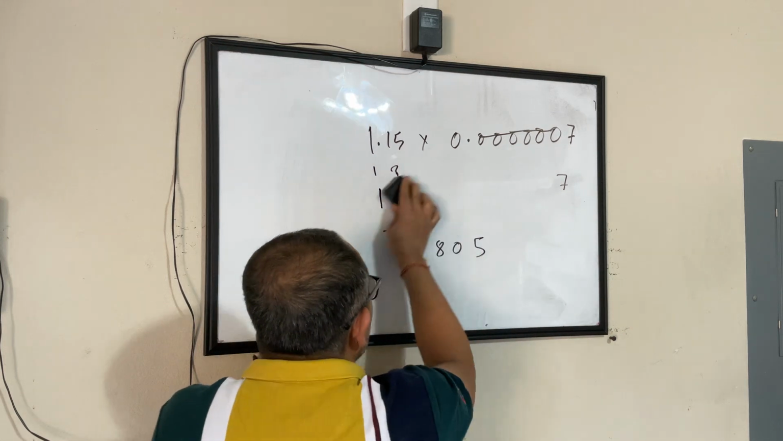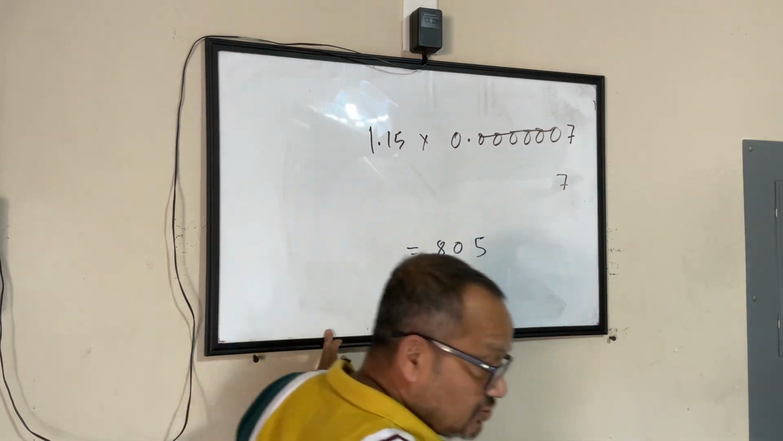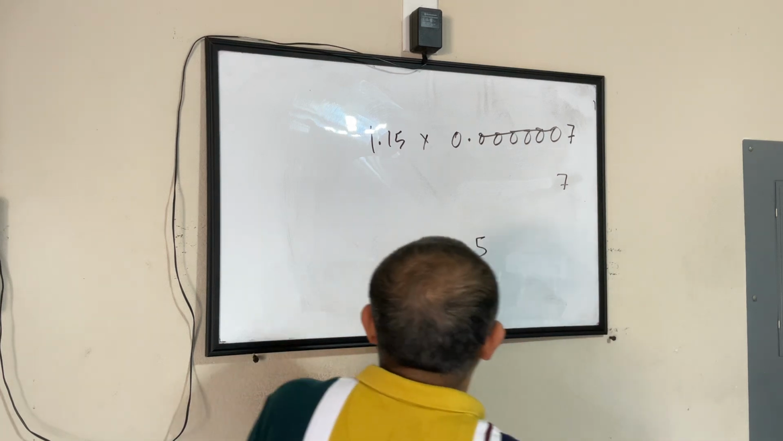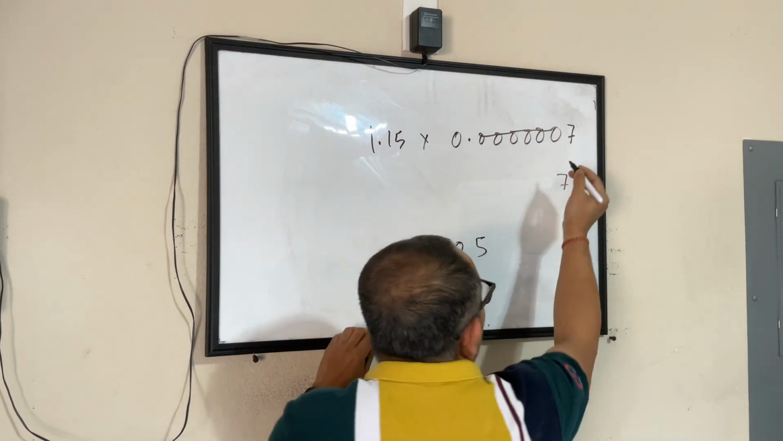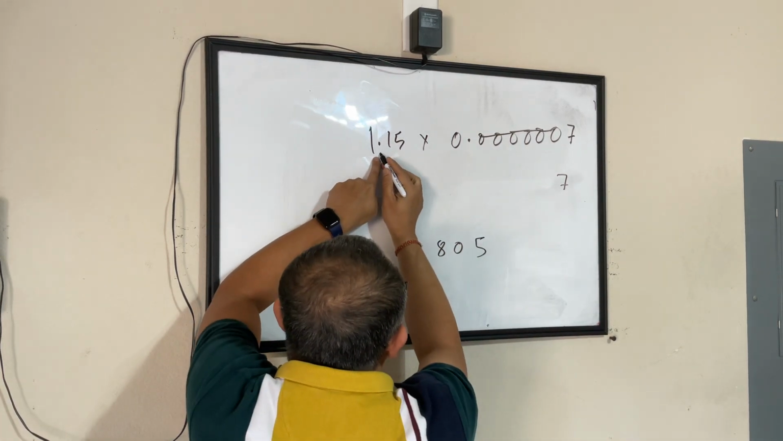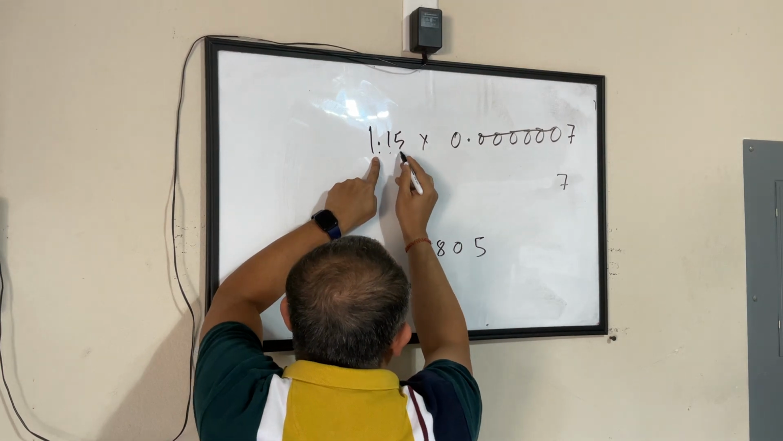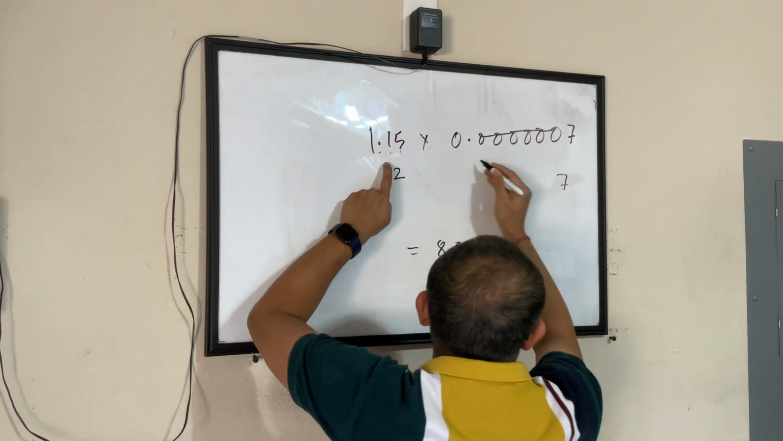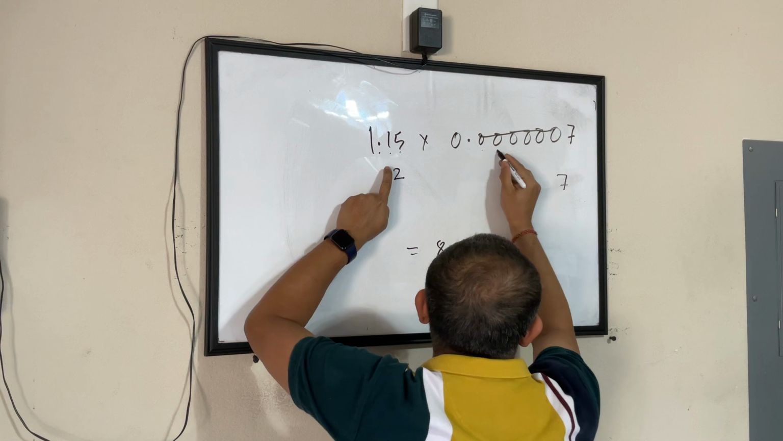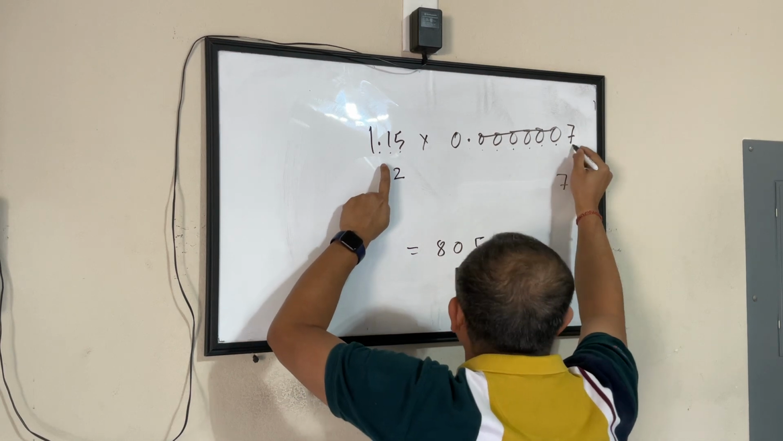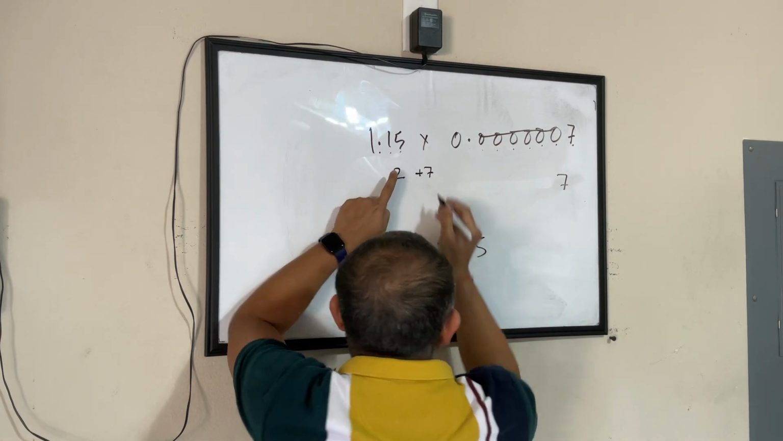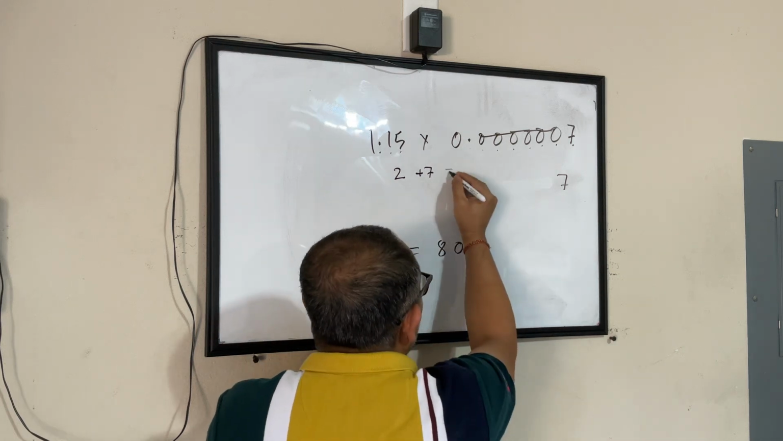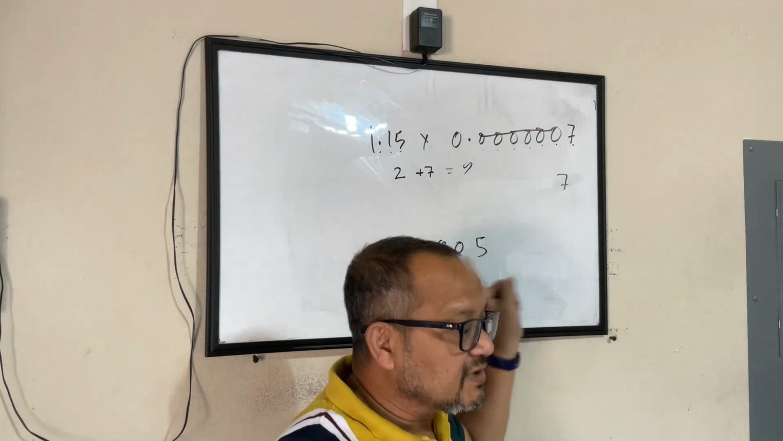Now you have to take care of the decimal thing, which you totally forgot about. So we have how many decimals? After the decimal, how many digits do we have? 1 plus 1, 2. 2 digits here. Then here, after the decimal, 1, 2, 3, 4, 5, 6, 7. So 2 plus 7, 7 plus 2, 9 digits after the decimal.